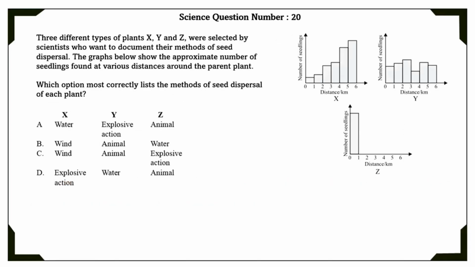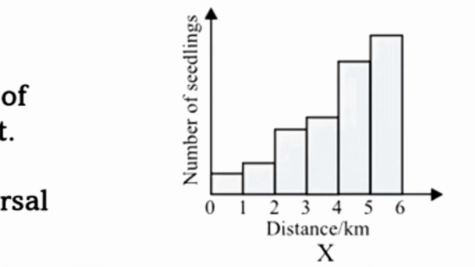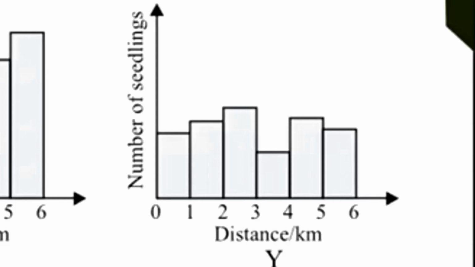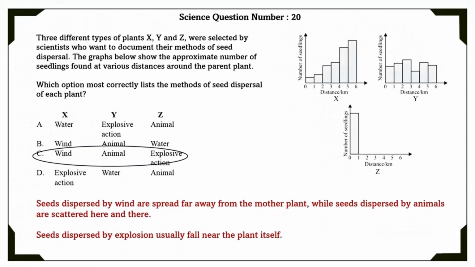Science question number 20. 3 different types of plants X, Y and Z were selected by scientists who want to document their methods of seed dispersal. The graph below shows the approximate number of seedlings found at various distances around the parent plant. Which option most correctly lists the method of seed dispersal of each plant? Seeds dispersed by wind are spread far away from the mother plant, while seeds dispersed by animals are scattered here and there. Seeds dispersed by explosions usually fall near the plant itself. Therefore, the correct option is the C option.